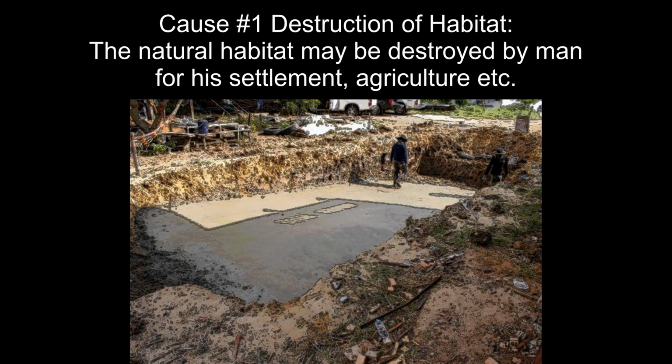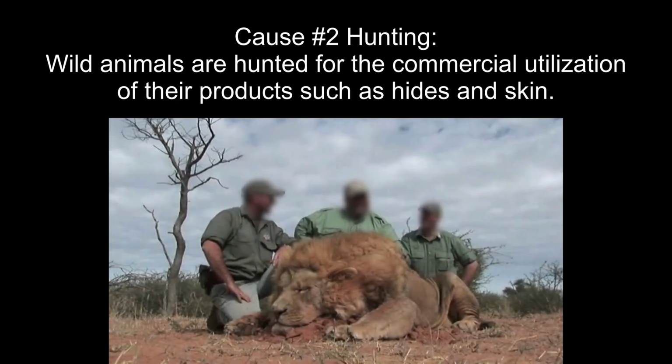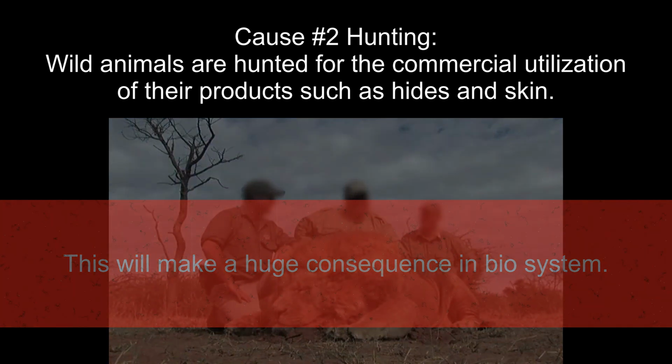Cause 1. Destruction of habitat. The natural habitat may be destroyed by man for his settlement, agriculture, etc. As a consequence, the species must either adapt to the change in the environment or eventually die. Cause 2. Hunting. Wild animals are hunted for the commercial utilization of their products such as hides and skin. This will have a huge consequence on the biosystem.